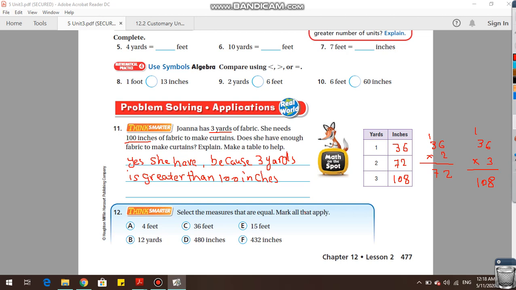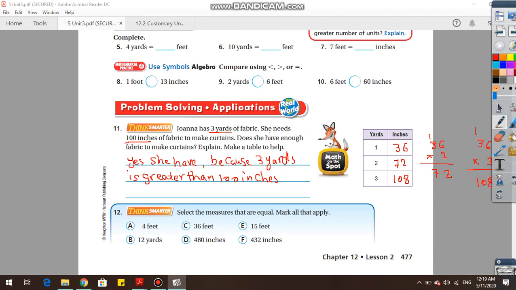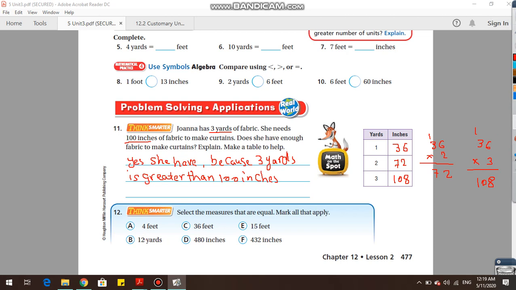Okay guys, to select the measures that are equal, I have to convert all of them into only one unit. So I have feet, feet, feet, yards, inches, inches. Okay guys, first let's change the yard that I have here into feet. To change from yard to feet, I'm gonna multiply by 3. 3 times 2, 6, and 3 times 1, 3. So I have 36 feet, and I have 36 feet here. So I'm gonna choose both of them.